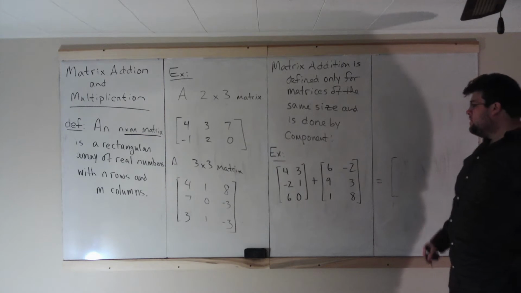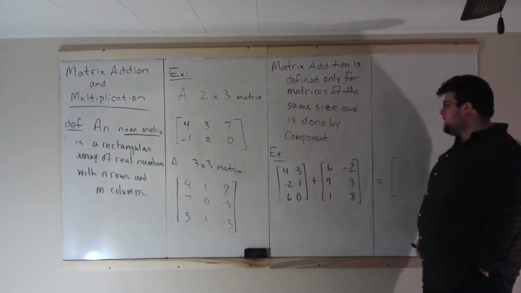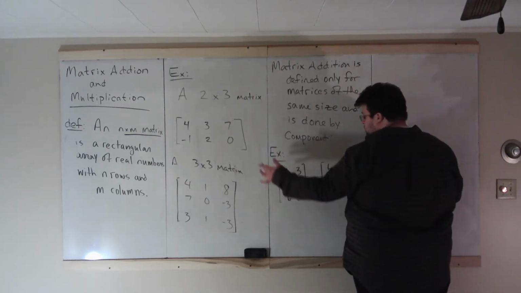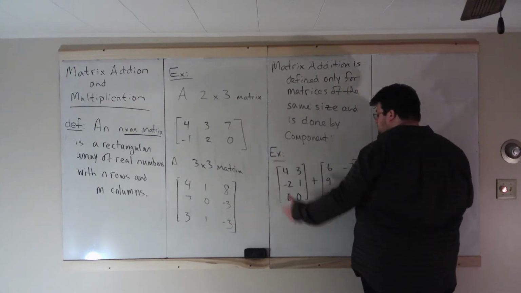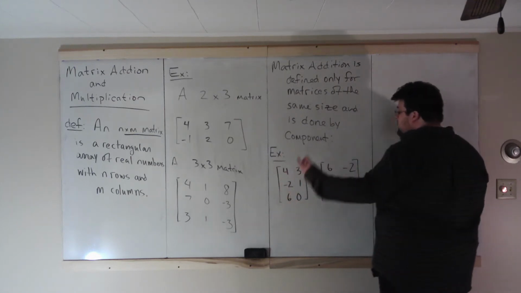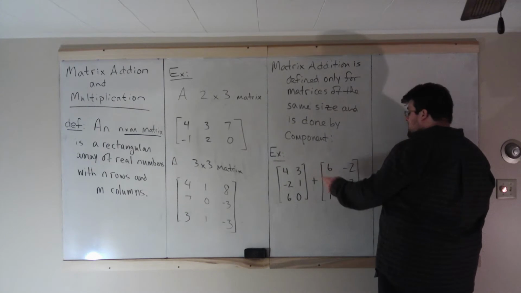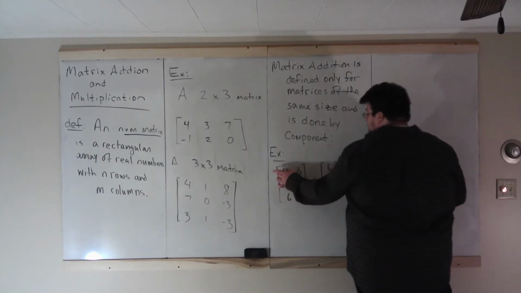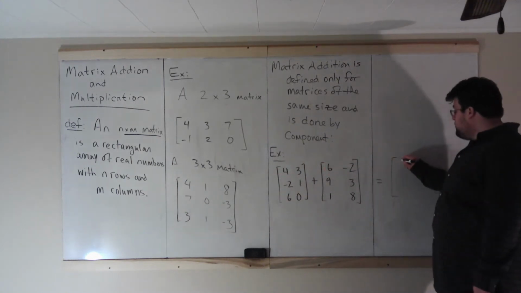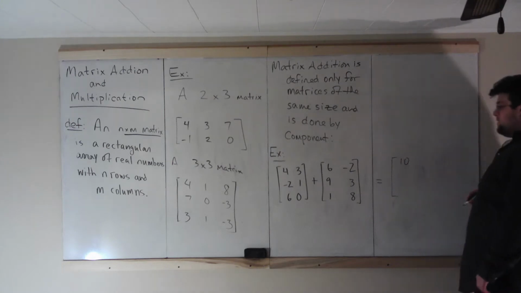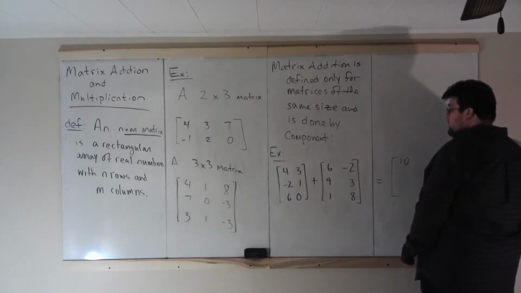And what does it equal? Well, you do it by component. What does that mean by component? Well, the first row, first column position in the first matrix is 4. The first row, first column position in the second matrix is 6. 4 plus 6 is 10, and we put that in the same position there. And you do that for all of these.